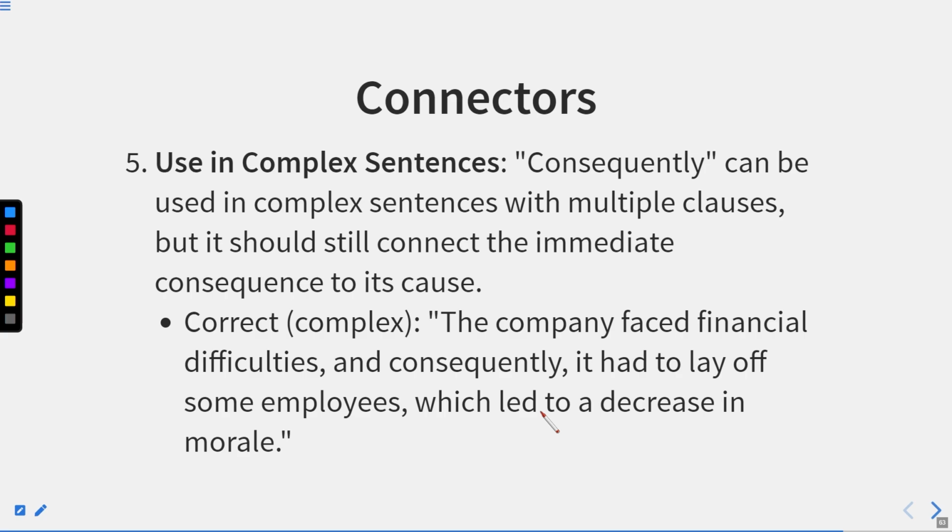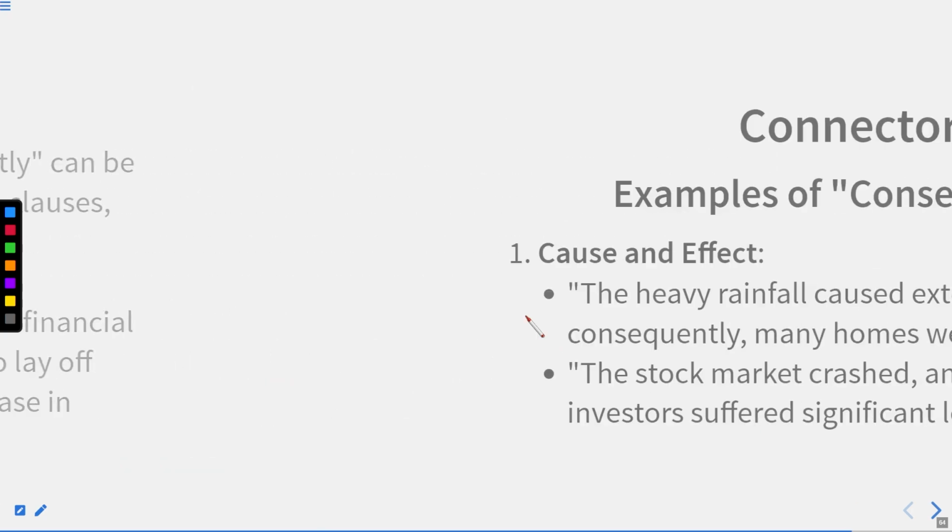Use in a complex sentence. Consequently can be used in a complex sentence with multiple clauses, but it should still connect the immediate consequence to its cause. Correct one: The company faced financial difficulties and consequently it had to lay off some employees, which led to a decrease in morale. Okay. So these are some sentences which are combined together with the help of consequently, but it has been used only once. We are just joining two or three sentences together. So this is the complexity of the sentence.